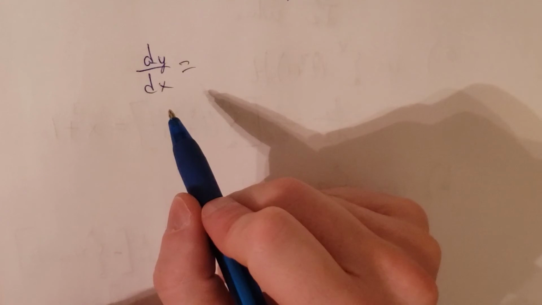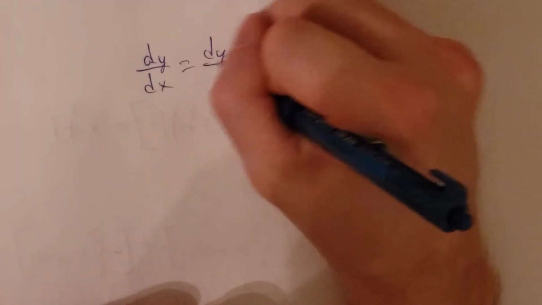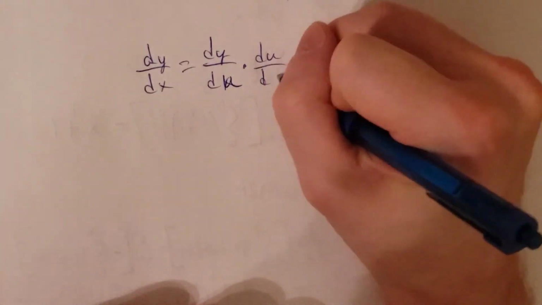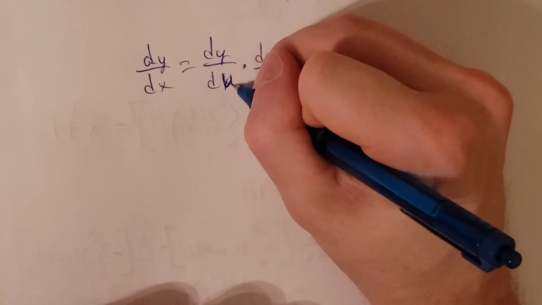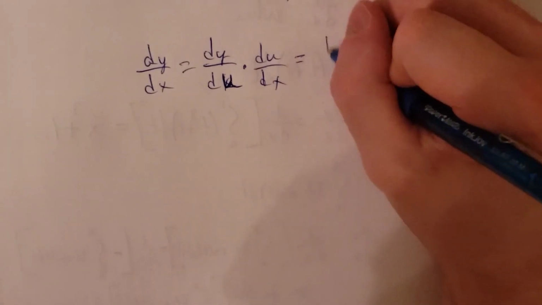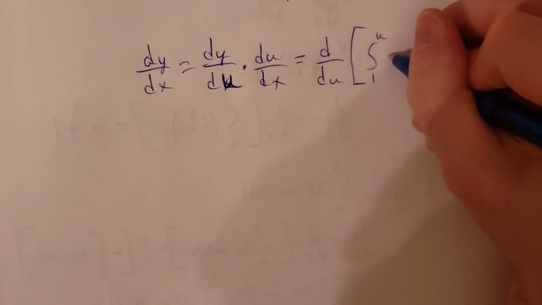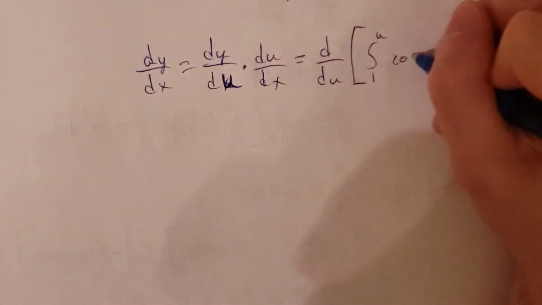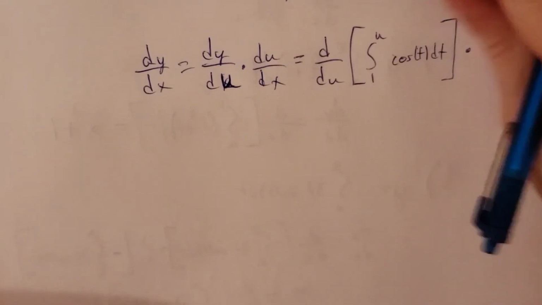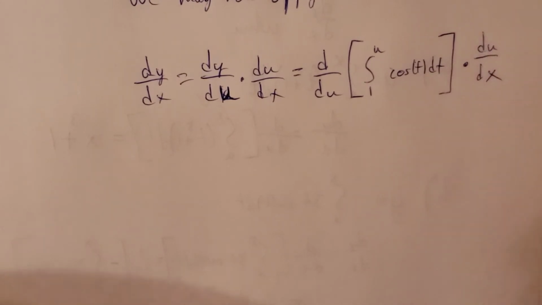All right, let's take our derivative of y with respect to x. Y is now a function of u, though, and then u is a function of x. So by our chain rule, this derivative is dy du times du dx. All right, it's supposed to be a u there. Sorry about that. Which means we are taking the derivative with respect to u of y, which was the integral from 1 to u of cosine of t dt. And then we need to multiply this by du dx.